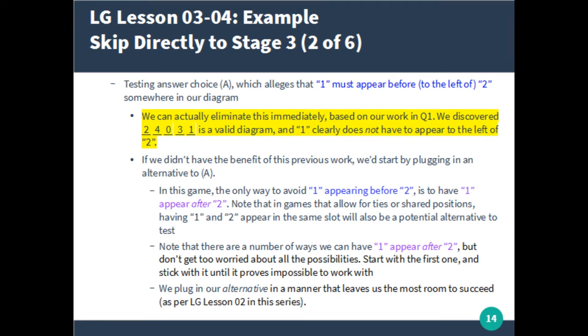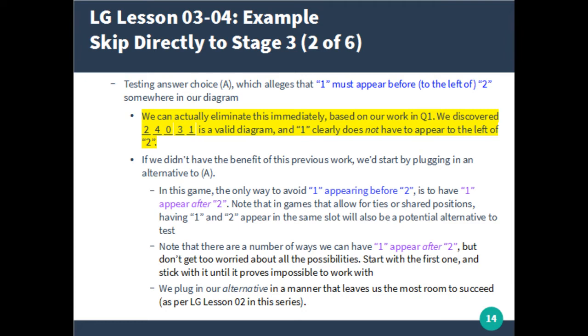So lacking any stage 1 or stage 2 context to work with, going straight to stage 3 means we start right up with answer choice A. There's no reason not to. Just start at the top of the list and work our way down. So let's test answer choice A here, which alleges that 1 must appear before, in other words, must appear to the left of 2, somewhere in our diagram. I want to call your attention to the yellow highlighted text in case the yellow highlight is somehow not enough.